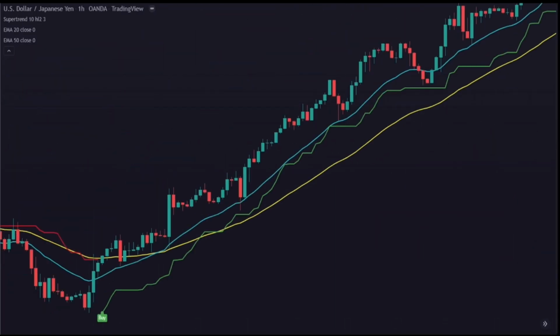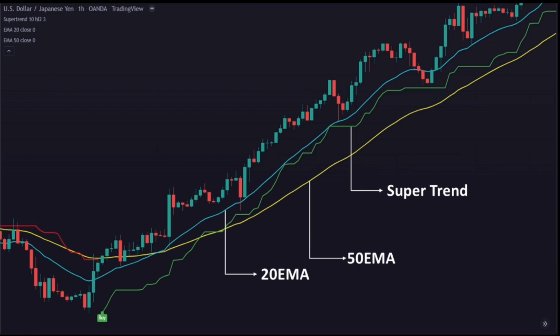Now let me start to review this strategy. In this strategy, we are going to use two rules. One is the default super trend with a 10-period ATR and a 3 ATR multiplier. And number two is 20 EMA and 50 EMA. The reason we are using 20 and 50 EMA is to filter out false signals generated by the super trend and increase the winning rate.